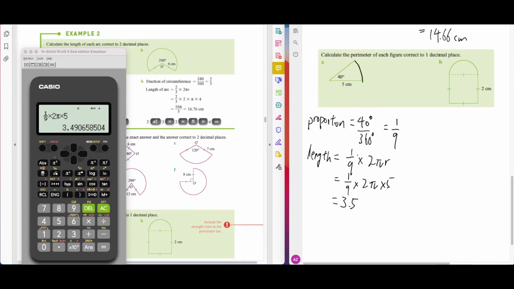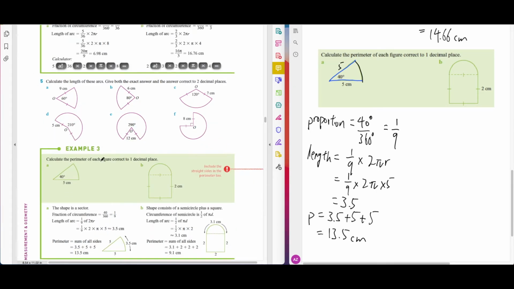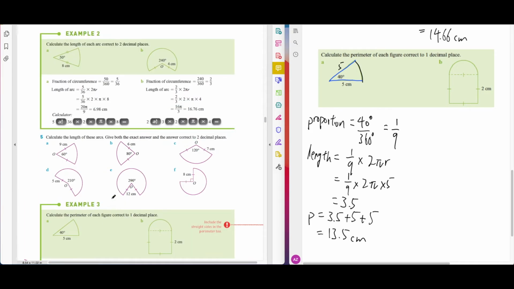However, we're not done here, because the question asks you to find the perimeter. It does not ask you to just find the length of the arc. So to find the perimeter, you also need to find these two lengths, right? This one and this. So then you can just say perimeter, or P for perimeter, is equal to 3.5 plus the length of the blue sides, which is 5. And this is also going to be 5, right? Because remember, this is the radius. The radius is going to be the same. Plus 5. And this should give you 13.5 centimeters. Now let's take a look if that's correct. And can you see it's 13.5.